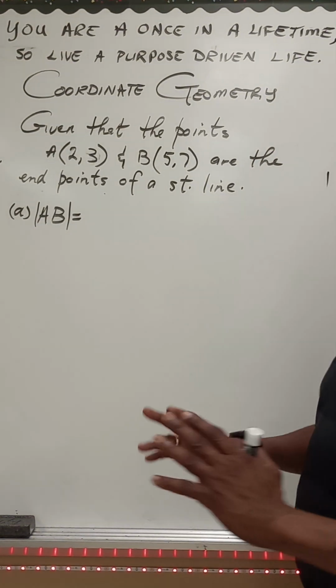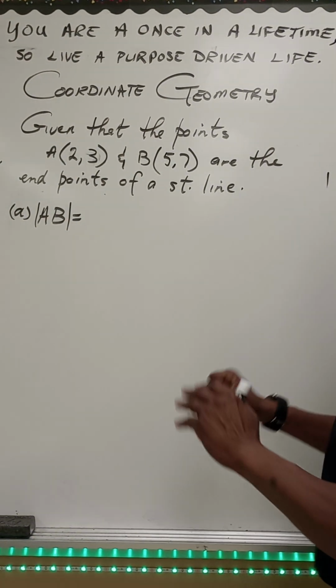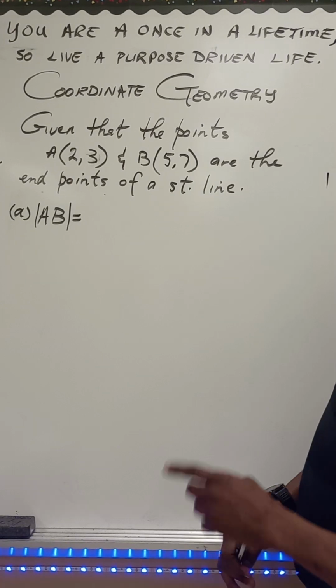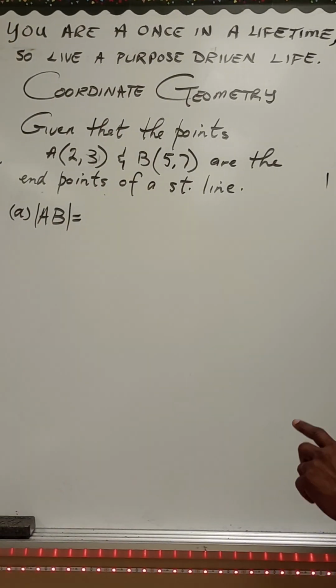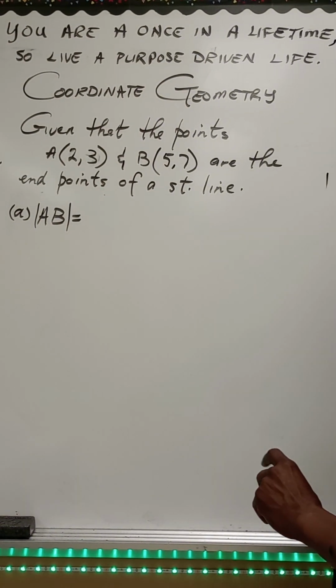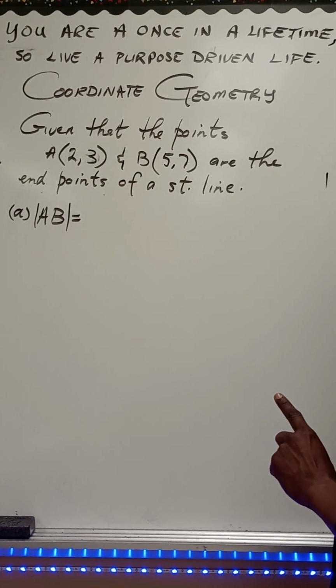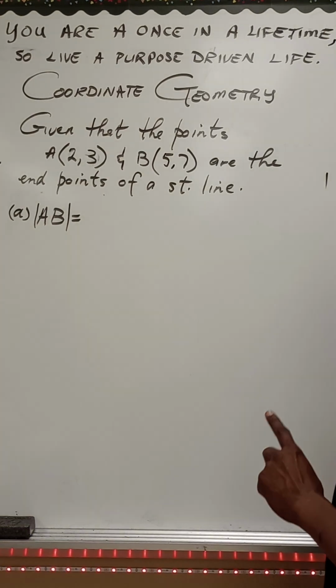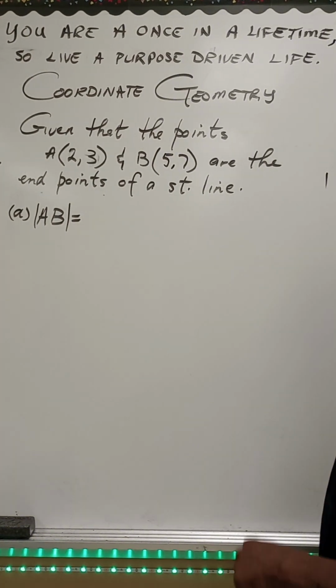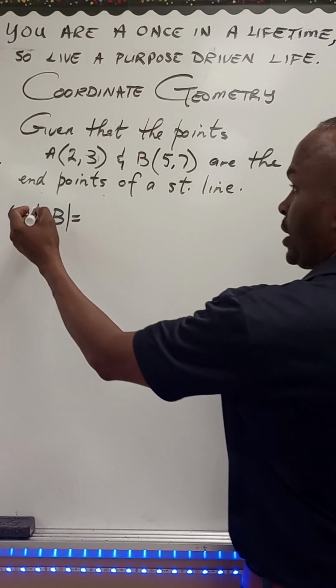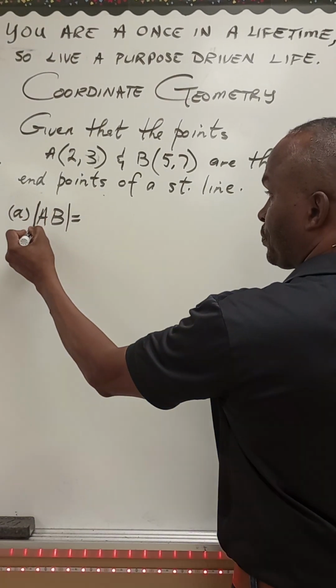We are dealing with coordinate geometry here. So if you look carefully, it is saying given the points A(2,3) and B(5,7) are the endpoints of a straight line. They want you to find the length of this straight line. So in other words, what we're going to do is write the length of the straight line.